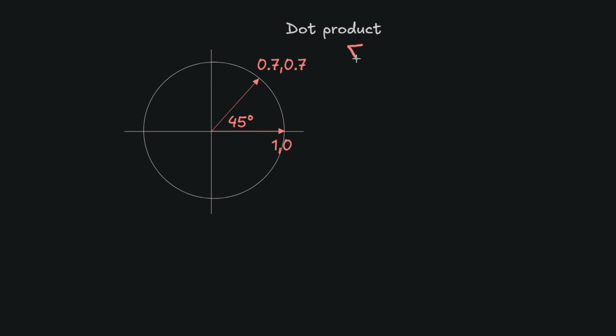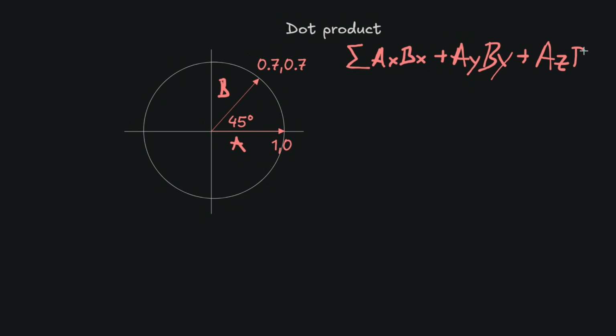One is to simply sum up the products of the components of the vectors. So let's say this is vector A and this is vector B. It would be AX times BX plus AY times BY. And if we were doing 3 dimensions, then it would also be the Z dimension as well, which we don't have to worry about here right now.